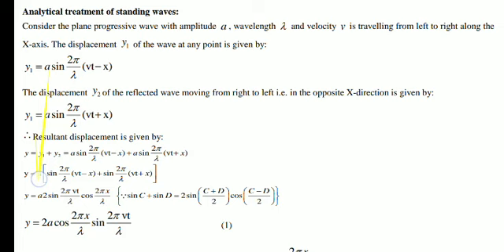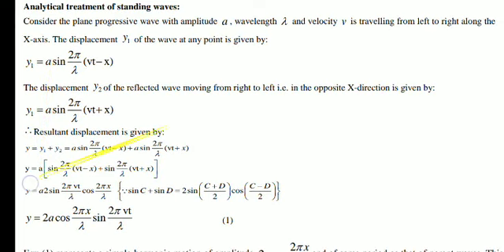Small a is the amplitude. And the other wave is moving from right to left. Here it should be y2. The displacement of that wave is y2, so y2 equals a sine 2 pi by lambda (Vt plus x). Plus indicates that the wave is moving from right to left. You can easily see that it is moving with the same velocity v, the time period is also the same, the wavelength is also the same, and the amplitudes of these two waves are also the same. For simple calculations, we are considering this.